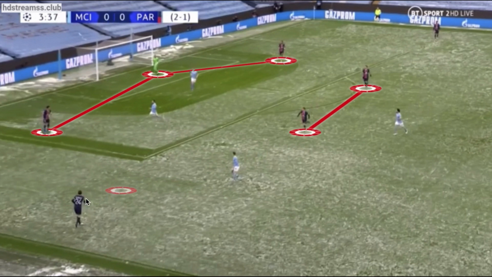And from here, their fullbacks created the width, and a lot of the fluidity happened with Verratti, Di Maria, and Neymar between the lines, with then Icardi, the highest player, further up the field.